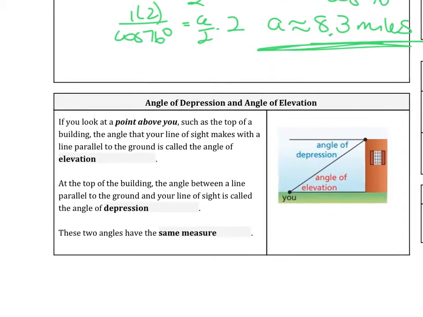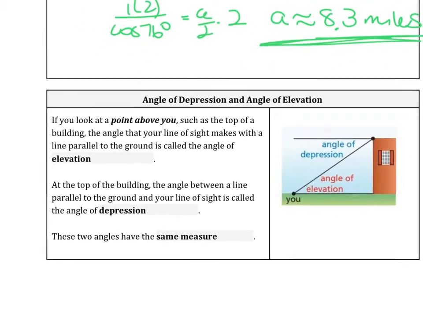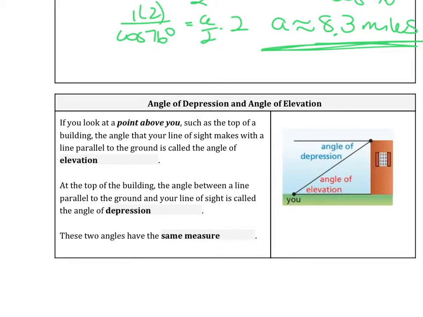So let's talk about angles of depression and angle of elevation. Hopefully this is a review from geometry. If you're standing here and you're looking at a point above you, looking at the top of the building, the angle that your line of sight makes with the line parallel to the ground is called the angle of elevation, right? This is the angle of elevation.